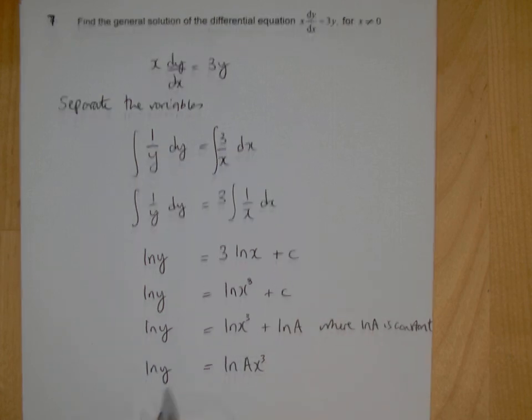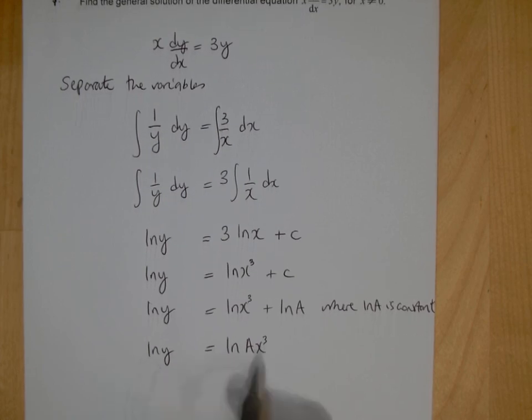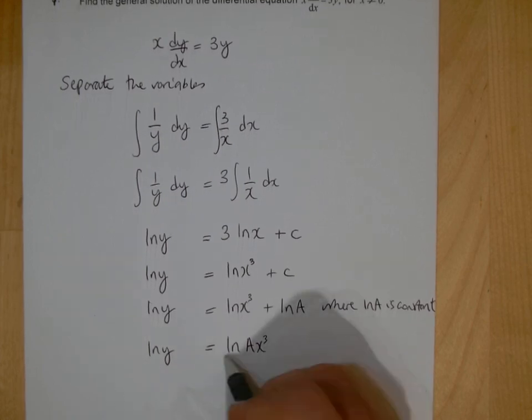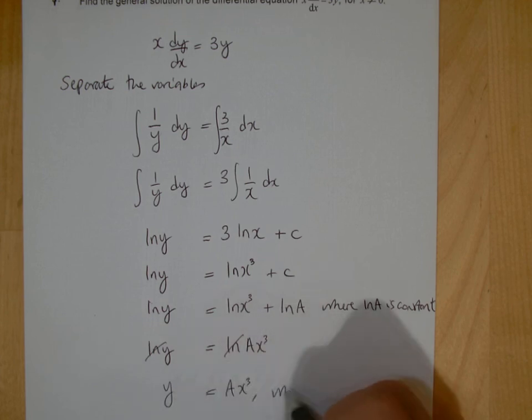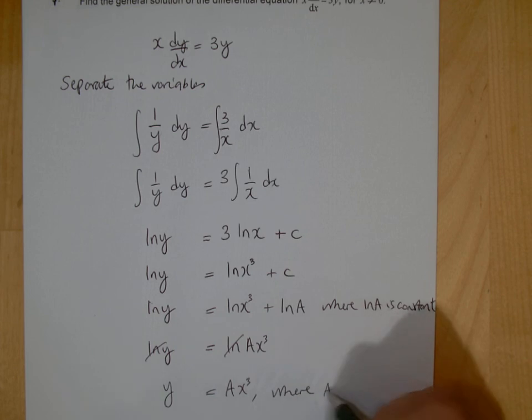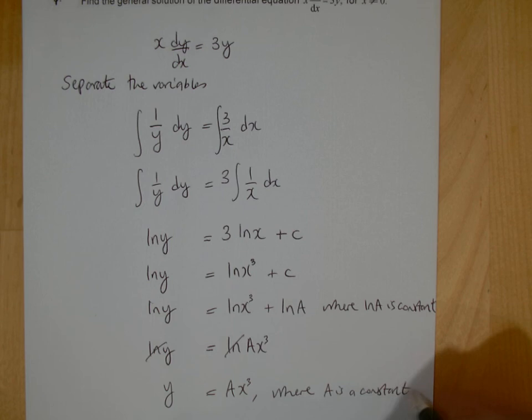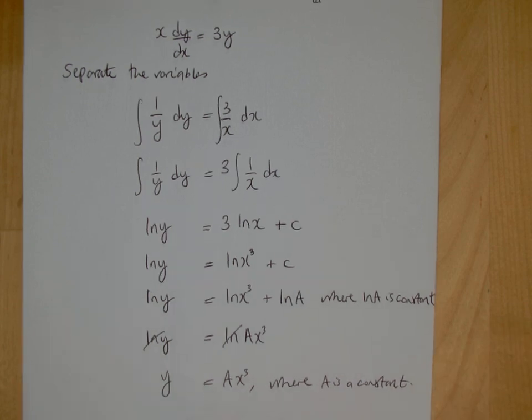And then when I've got a single logarithm on both sides, I can literally cancel them out. So I have y equals ax cubed, and I state again, where a is a constant. So I've got my general solution there with a being the constant.